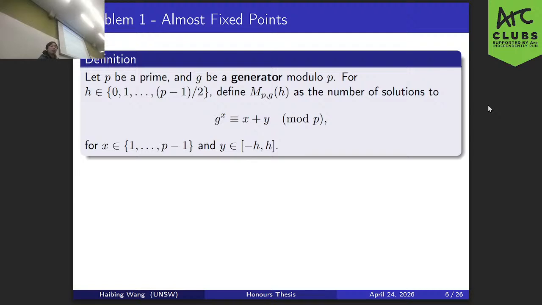Cool. All right, so the first problem we're trying to tackle is: if we let p be a prime and g be a generator, we want to find the number of solutions to g to the x is equal to x plus y mod p.